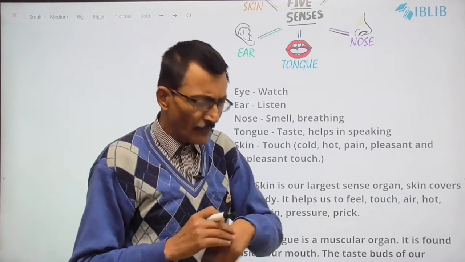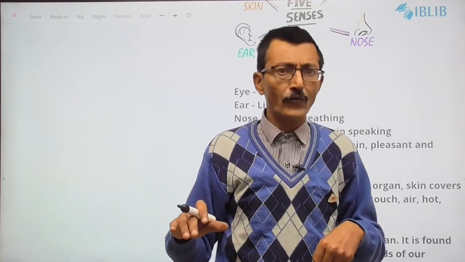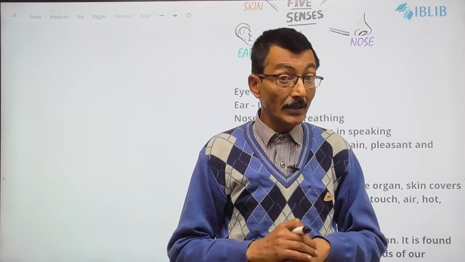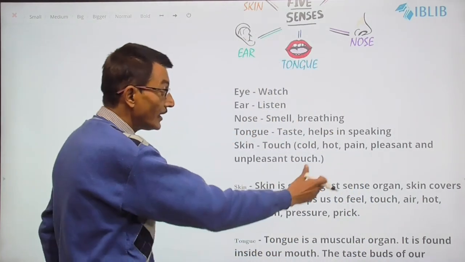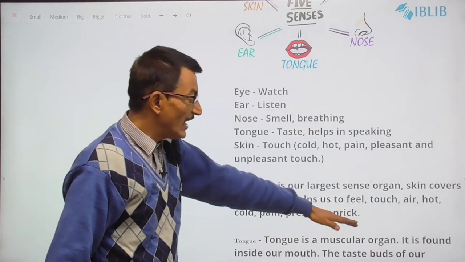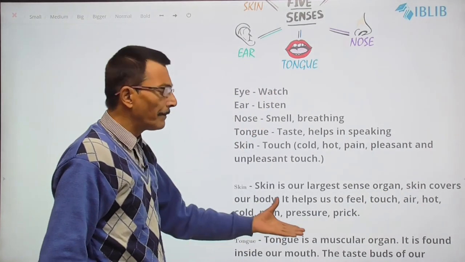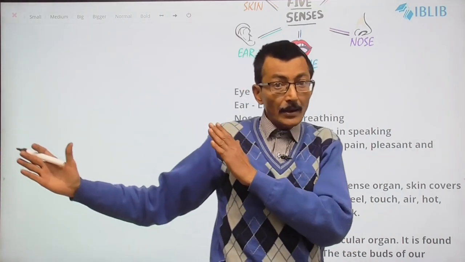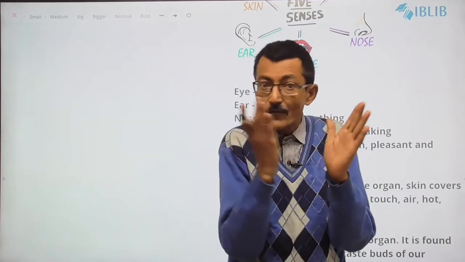You must have seen when you get hurt, the skin gets removed from that place. You see the muscle. So what does the skin do? Skin protects our body also. Skin is the largest sense organ. Skin covers our body. It helps to feel touch, the air, the hot, the cold, the pain, the pressure. When the air moves, we feel, yes, air is moving. How? Because it touches our skin.